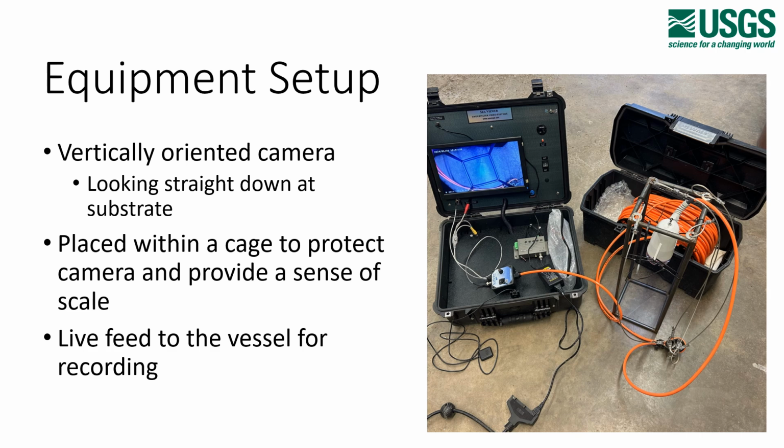The camera was placed into the cage for a variety of reasons. It was to protect the camera from being bounced around on any of the hard substrates down there because these cameras are pretty fragile. It helped to provide a sense of scale, to classify the different sized substrates, and depending on how far the cage sank into the lake bed, you could tell how much silt was present at the site.